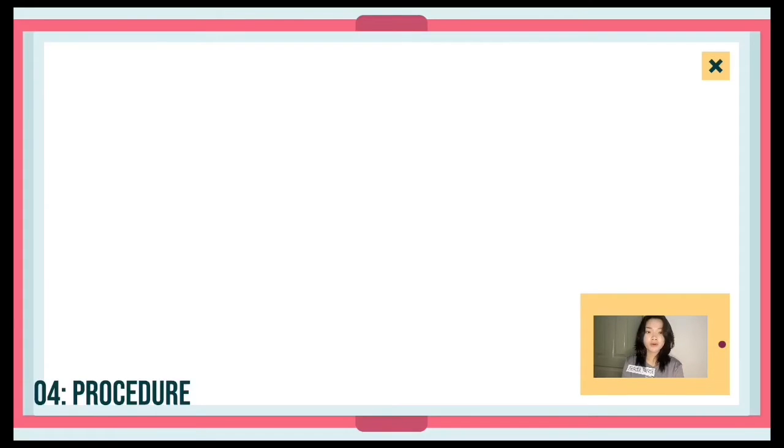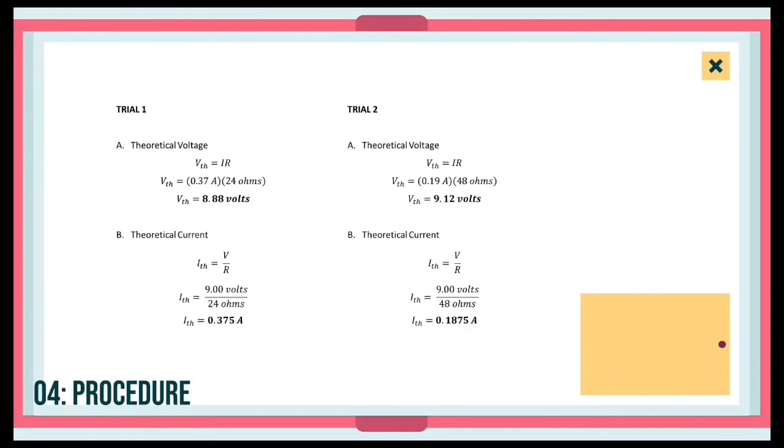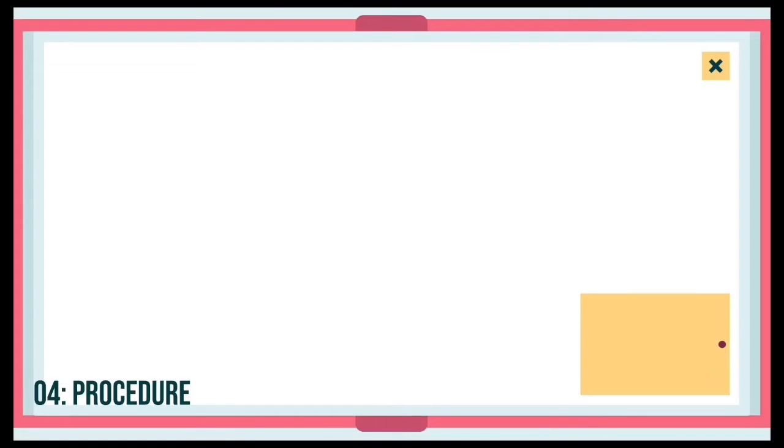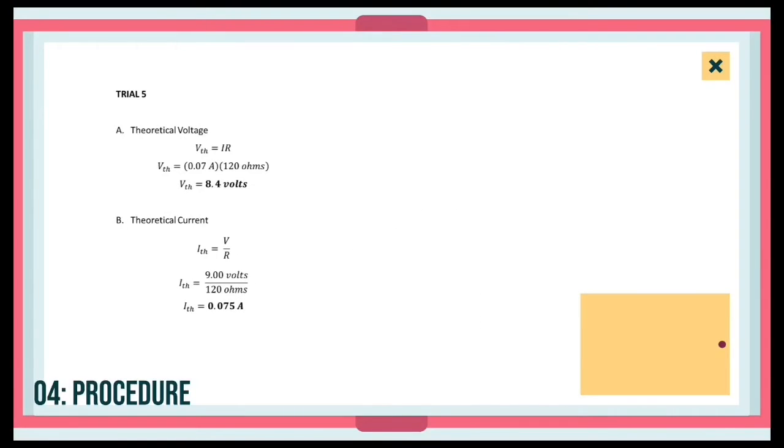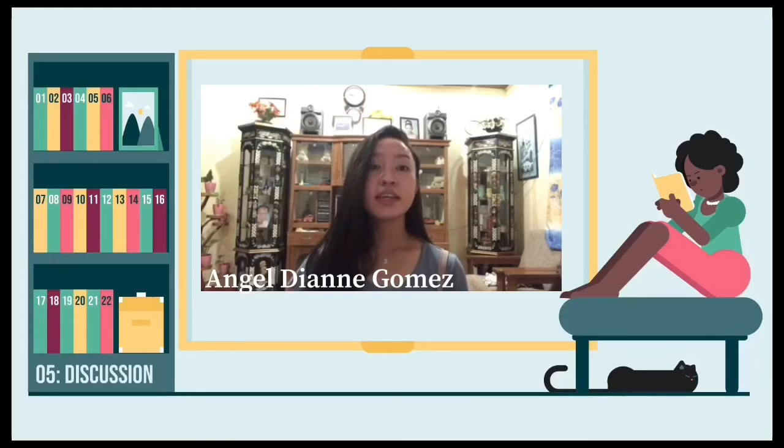Here are our solvings. The experiment used PhET simulator circuit construction to aid our learning on the concept of Ohm's law. Ohm's law states that resistance is the ratio of potential difference or voltage applied across the ends of a conductor to the current in the conductor.